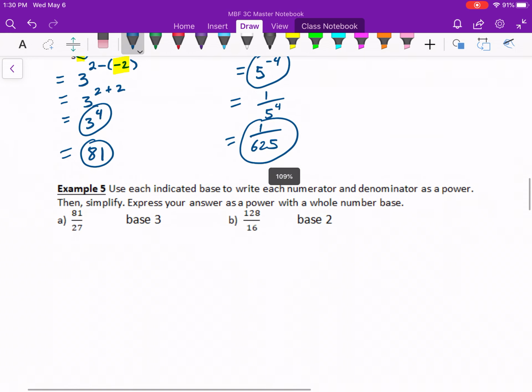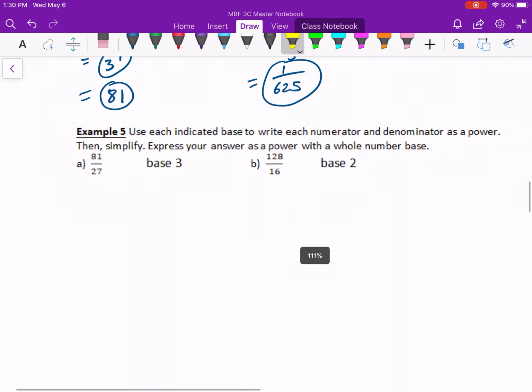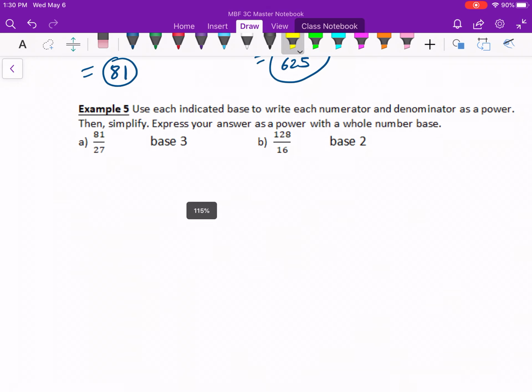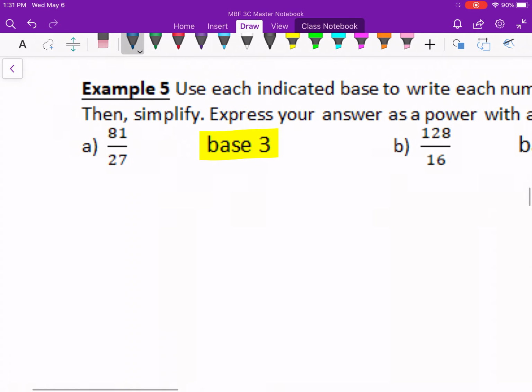And last example. Use each indicated base to write each numerator and denominator as a power, then simplify. Express your answer as a power with a whole number base. All right, bit of a confusing one, so let me walk you through it. They want me to, first of all, rewrite 81 and 27 as powers that have a base 3, so they're equal to each other. So in other words, what exponent do I need to put on 3 so that it equals 81, or 27 in that case? So I need to have it as 3 and 3. I need to put exponents here, though.